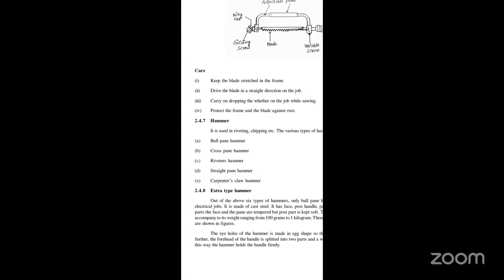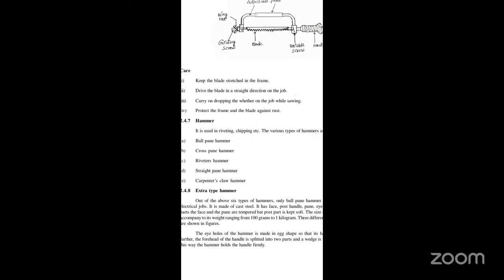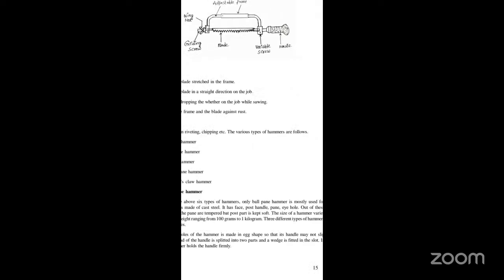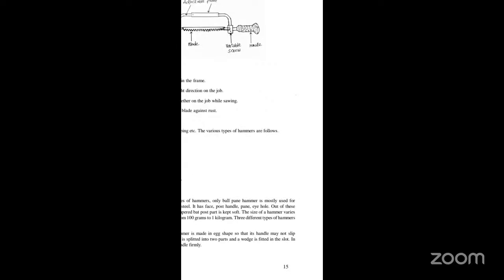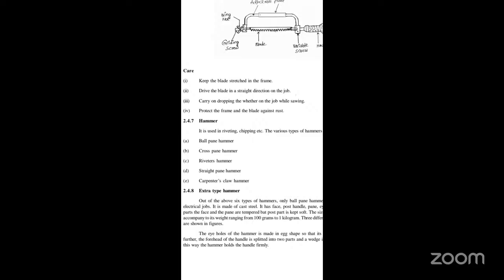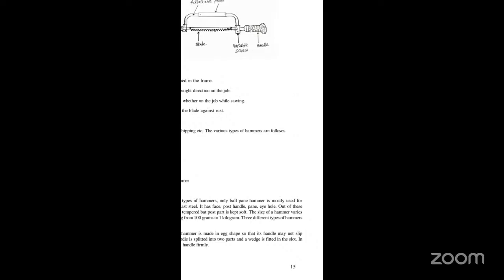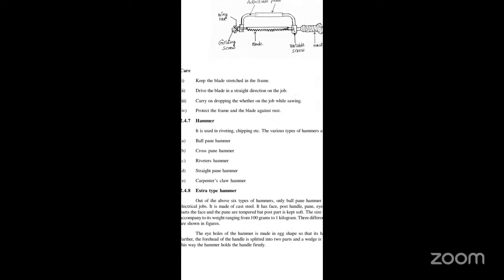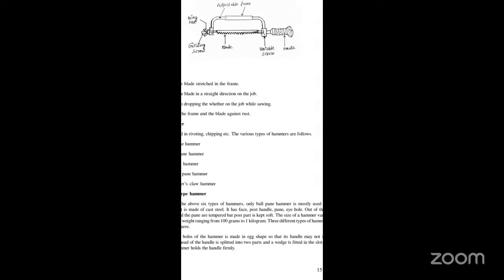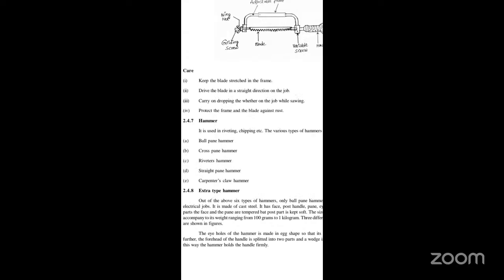Three different types of hammers are shown in the figure. The eye hole of the hammer is made egg shaped so that the handle may not slip further. The top of the handle is split into two parts and a wedge is fitted in the slot. In this way, the hammer holds the handle firmly. This is the extra type of hammer.